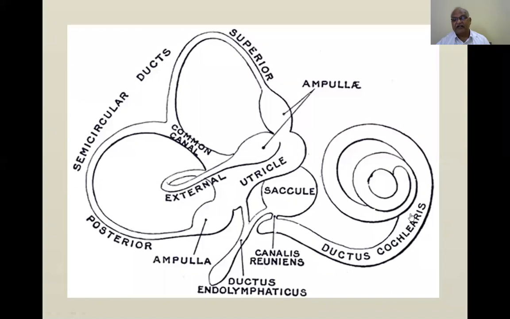So the ductus cochlearis is inside, and that is the membranous labyrinth. The cochlea anteriorly contains the ductus cochlearis. Within the vestibule, the utricle and saccule are there. These two are united at the lower end by what is called the ductus endolymphaticus. The terminal part of the ductus endolymphaticus is dilated.